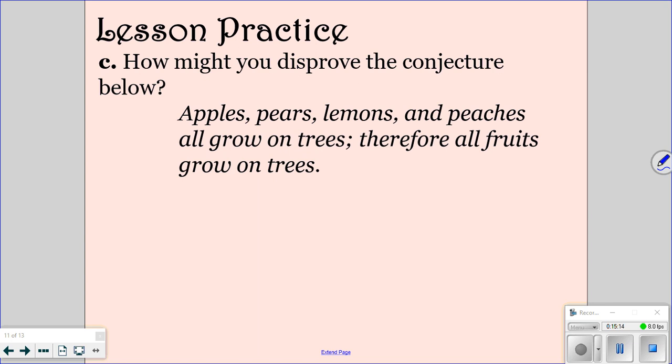Basically, you just need to find a counterexample for this one. Do all fruits grow on trees? No. Grapes are a fruit, right? They grow on vines. So there's a counterexample.